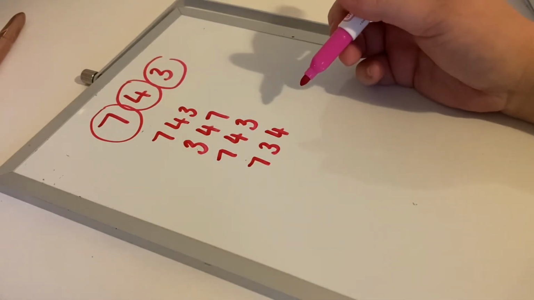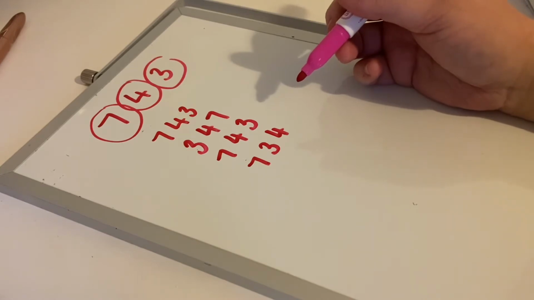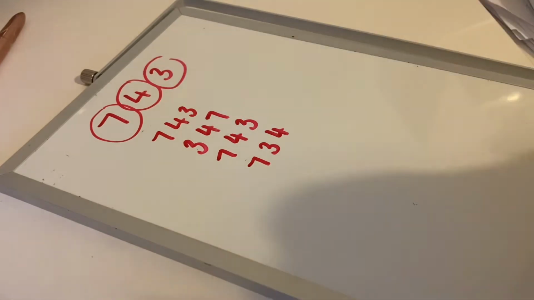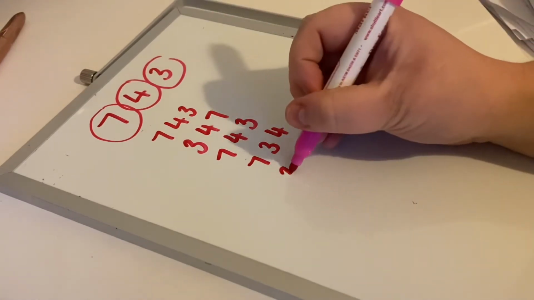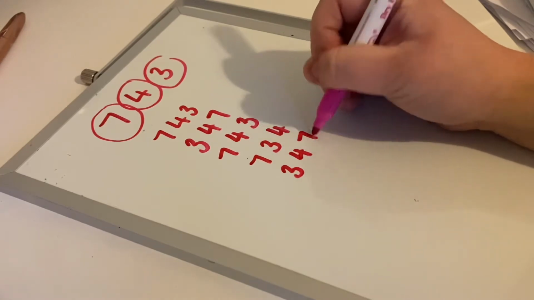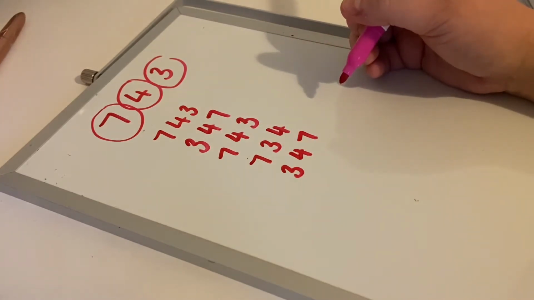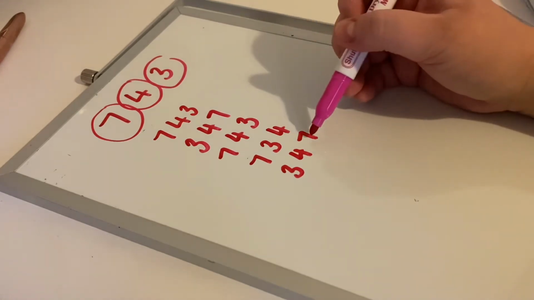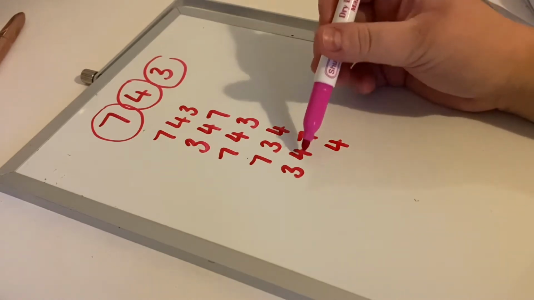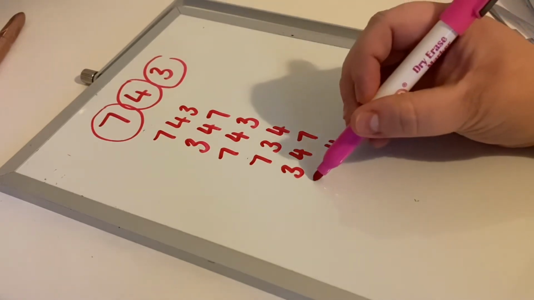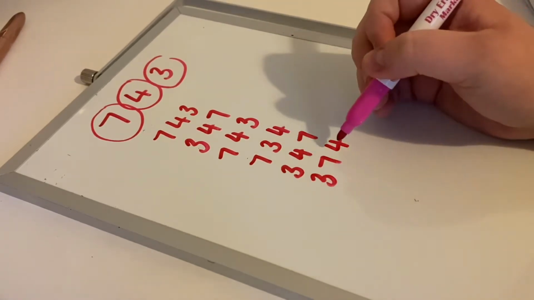Next we have the smallest odd 3-digit number. So our smallest number was 347, and that is an odd number, so we can stick with that. Smallest even 3-digit number, so again we're going to have to swap this for the 4, and we still want our number to be pretty small, so we're going to go 374.